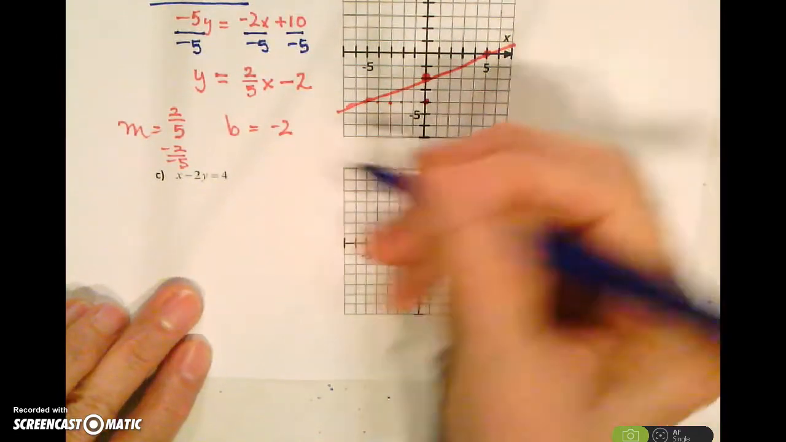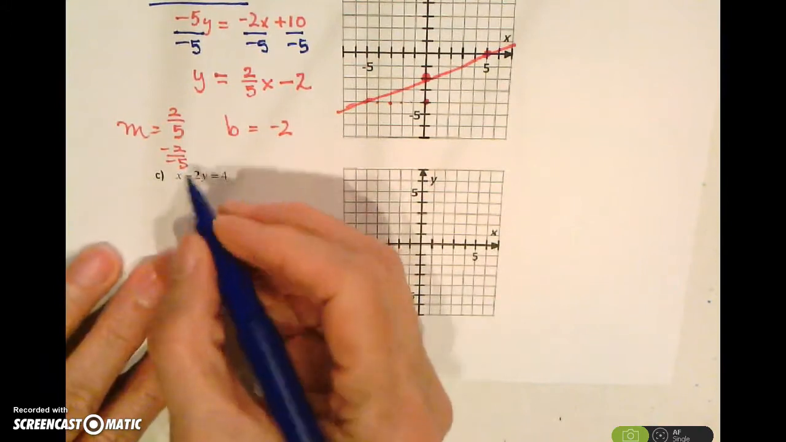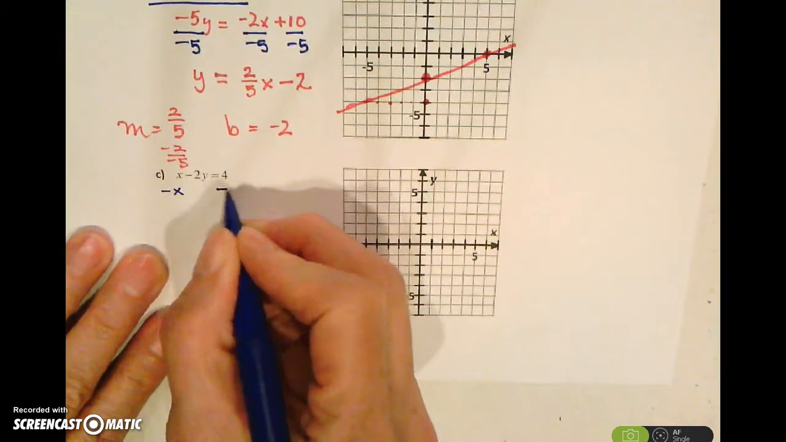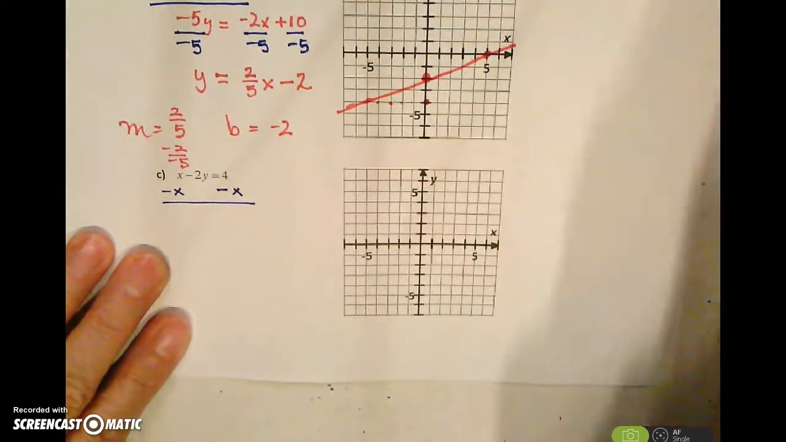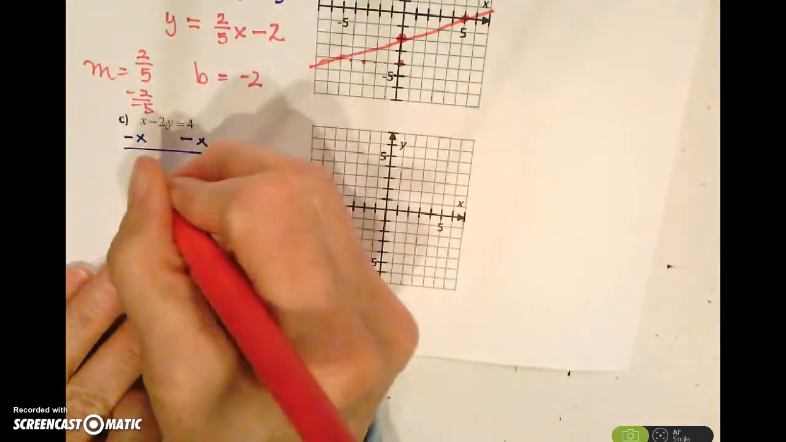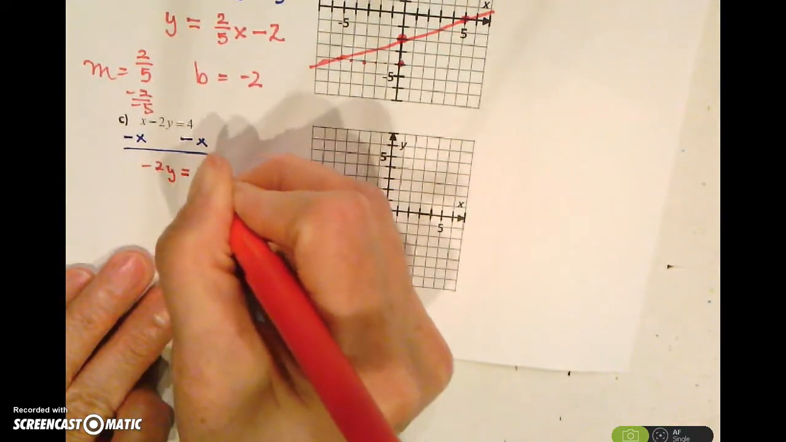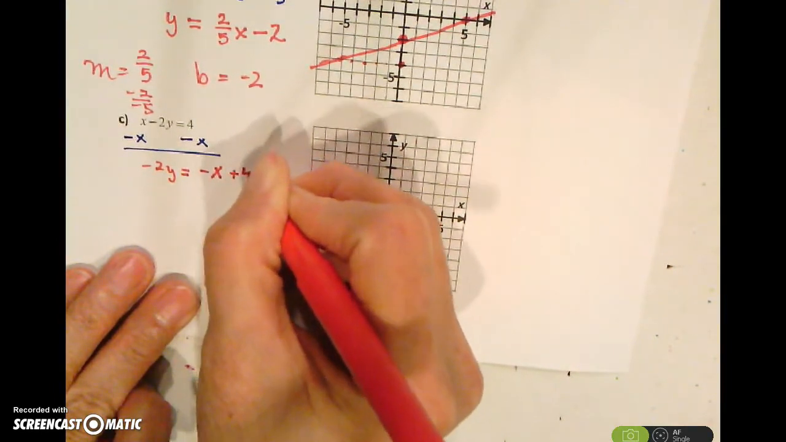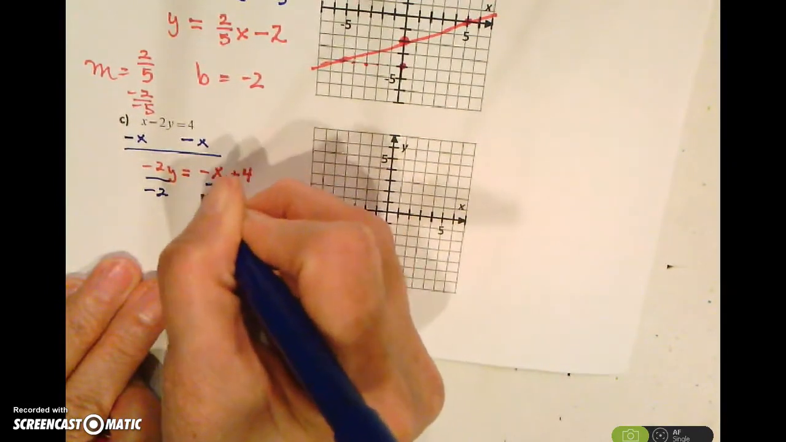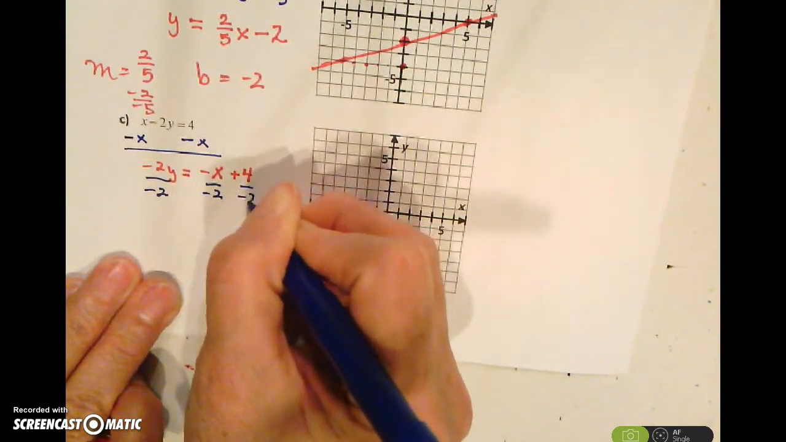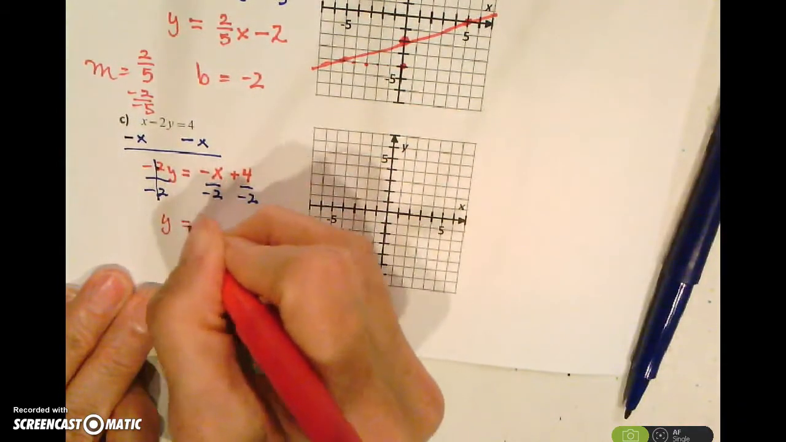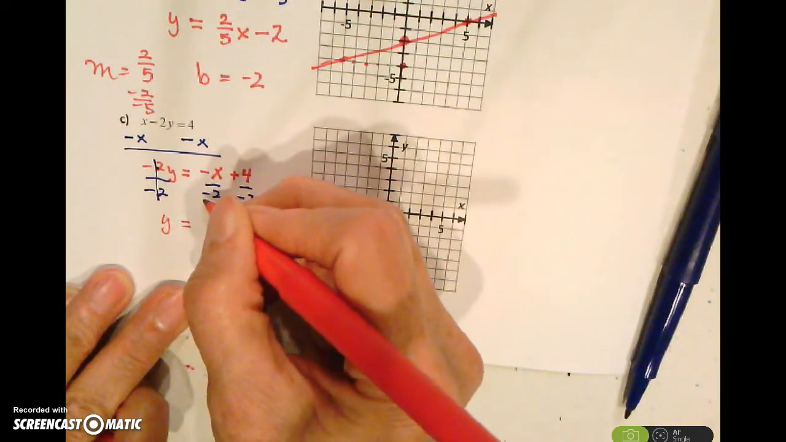Finishing example 5, part C, we're going to again solve it for y. So I need to subtract x from both sides, and that's going to leave me with negative 2y is equal to negative x plus 4. And then I need to divide everything by negative 2 to isolate the y. So that's going to leave me with y is equal to a negative, and a negative is positive.